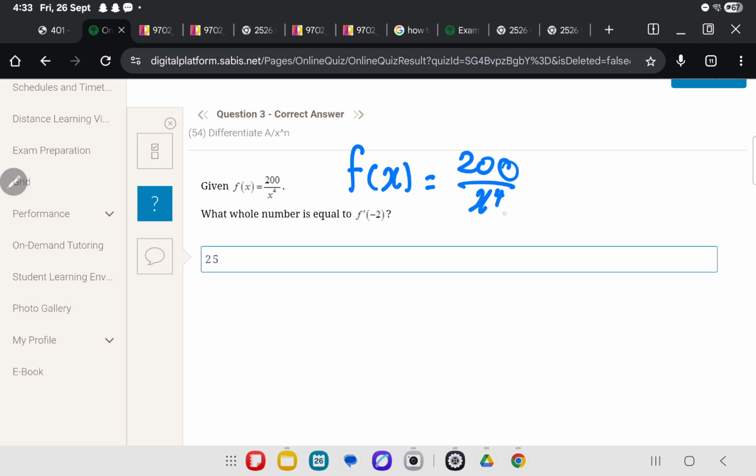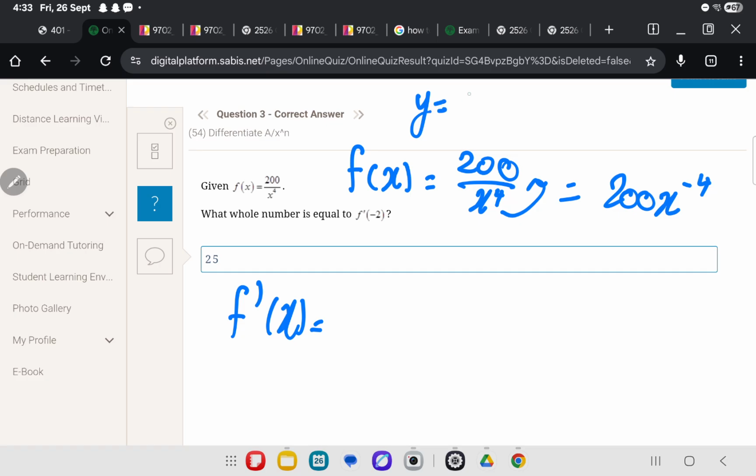Instead of saying 200 over x to the power of 4, I can take this up. So I can say 200 x to the power of negative 4. It's the same exact thing, because remember, negative exponent means I take it down to the denominator. But now this makes my life way easier when I want to derive. I can write f prime of x is equal to, I can apply the core derivative rule, which is when I have kx to the power of n, the derivative is going to be n times kx to the power of n minus 1.